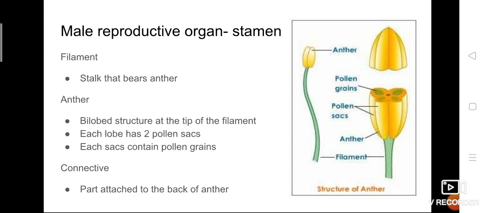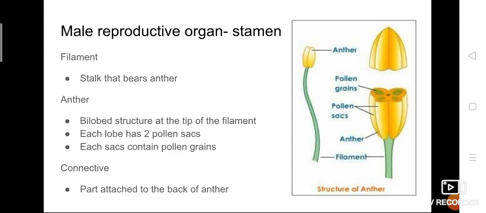So how many? Bi means two. So two lobes will be present. Each lobe has two pollen sacs. So here two lobes are there, and each lobe is again divided into two packets, that is two compartments and two compartments, that is one lobe is divided into two, another lobe is divided into two, isn't it? So they are called pollen sacs, and so now totally how many? 4 pollen sacs are there. Can you understand?